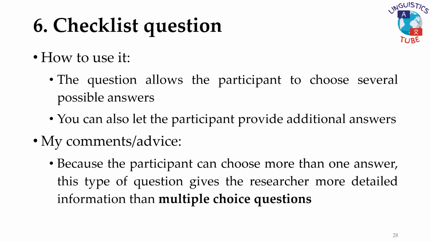This type of question gives the researcher more detailed information than multiple choice questions, because the participant can choose more than one answer. However, the obvious disadvantage is that the researcher doesn't know which selected options are more important to the participant than the others. This is why the next question type can be useful. Anyway, let's look at some examples.